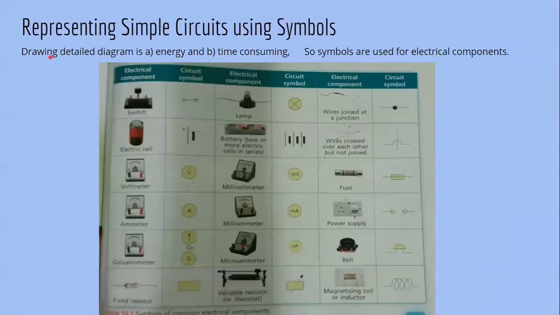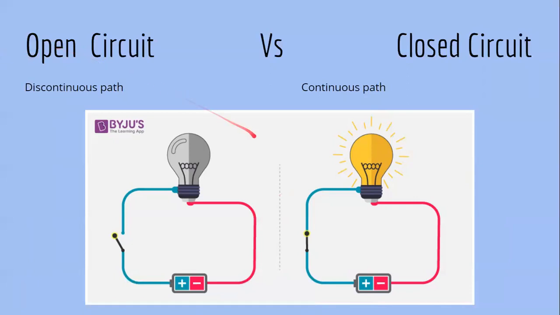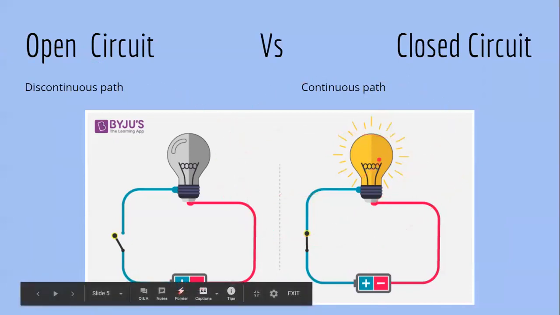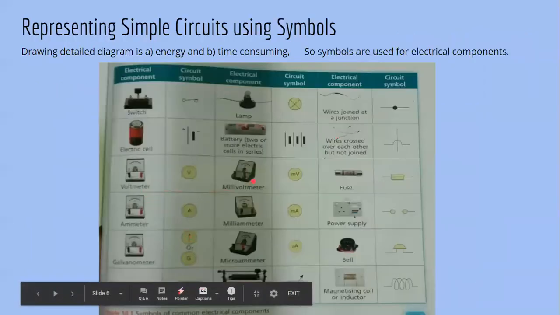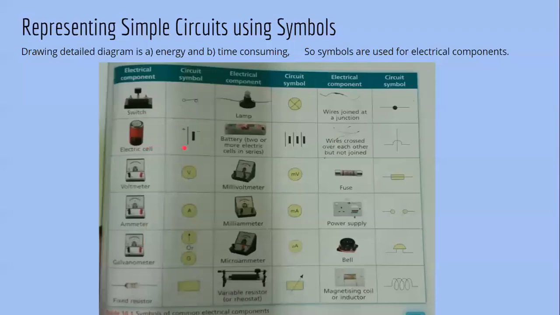Now, representing simple circuits using symbols. When you're drawing a diagram, it is, number one, very time consuming, and number two, it consumes a lot of energy to make such diagrams. So we have schematic diagrams where we use symbols in place of real images. In place of a switch, we use this symbol. In place of an electric cell, we use this symbol. The longer vertical line shows the positive terminal, and the shorter vertical line shows the negative terminal.